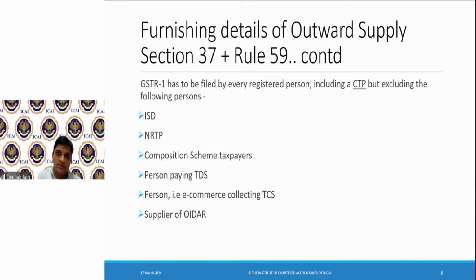Including a casual taxable person. Somebody was asking about composition dealer. The composition dealer will come here, that is, the people for whom GSTR-1 is not applicable. GSTR-1 is applicable for all, including a casual taxable person, but excluding an ISD. ISD is an input service distributor. What does this ISD do?